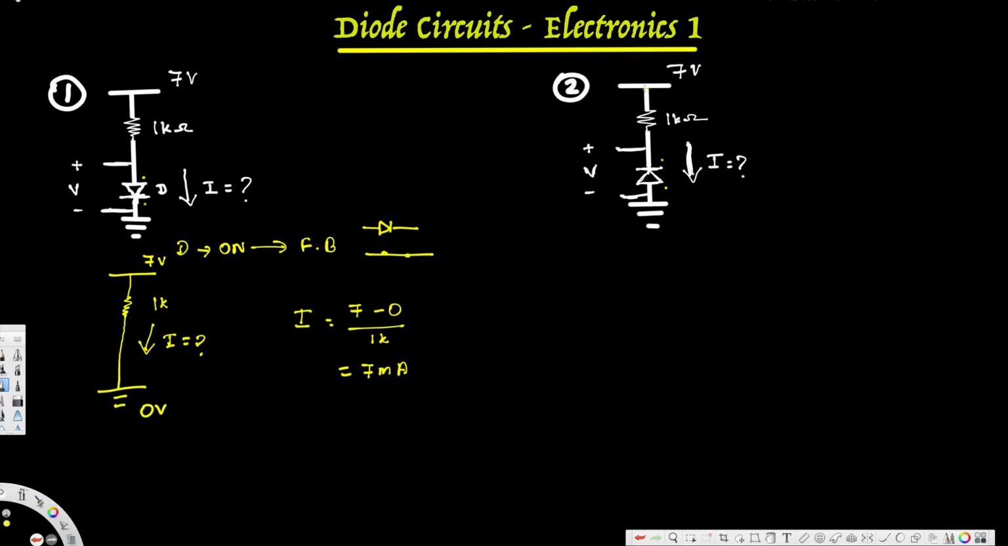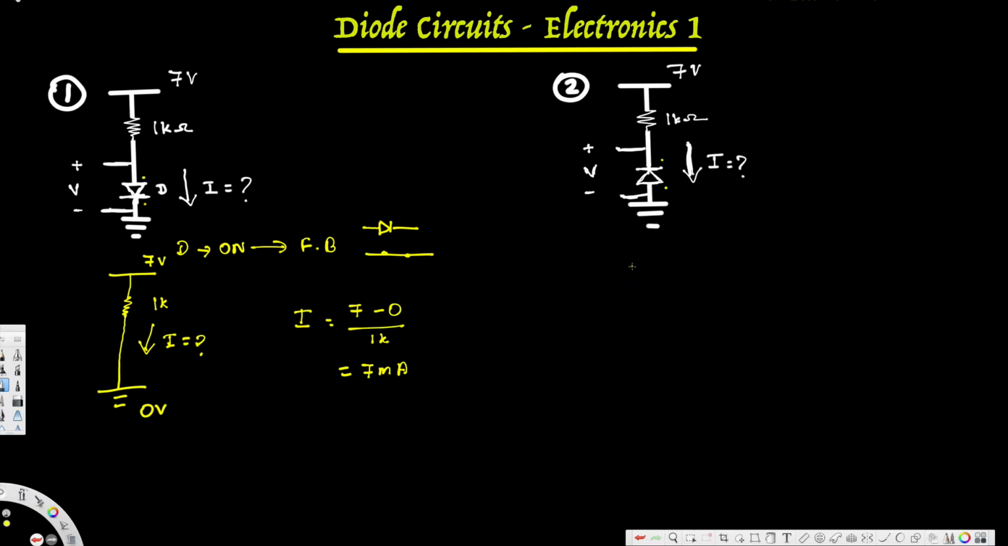Now let's look at the second example. Here we have 7 voltage, a 1K ohm resistor, and the current is flowing in this direction. But if you look at this diode, this is in the opposite direction. This is downward, this is upward. So here we have the anode, and this is the cathode.